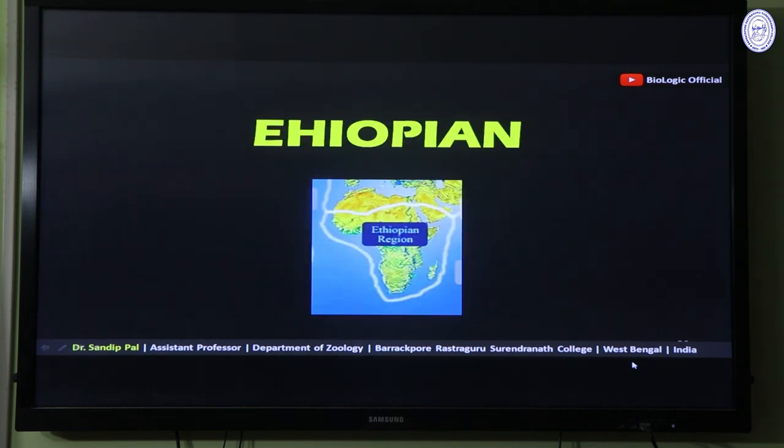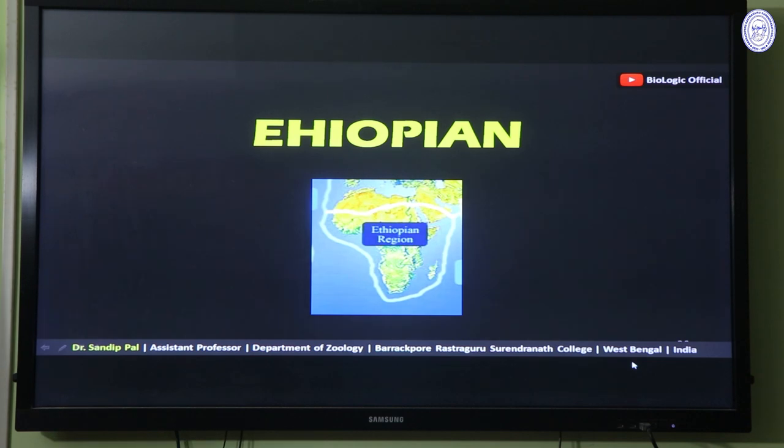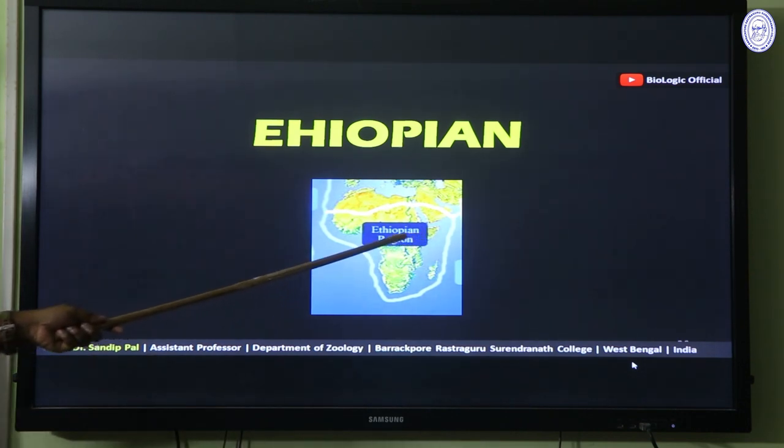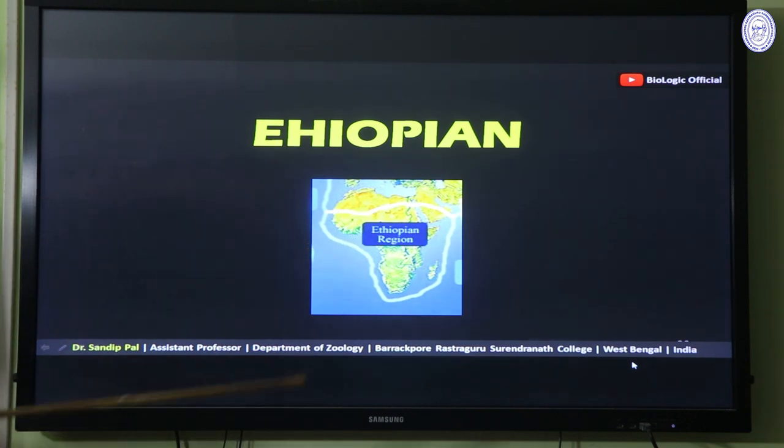Next, move into the next realm, that is Ethiopian. The geographical distribution of Ethiopian realm is whole of Africa, Southern Arabia, Madagascar, and few other islands. The subregions of this realm are, number one, East Africa, this portion, then West Africa, South Africa, and Malagasy. Malagasy means this Madagascar region.